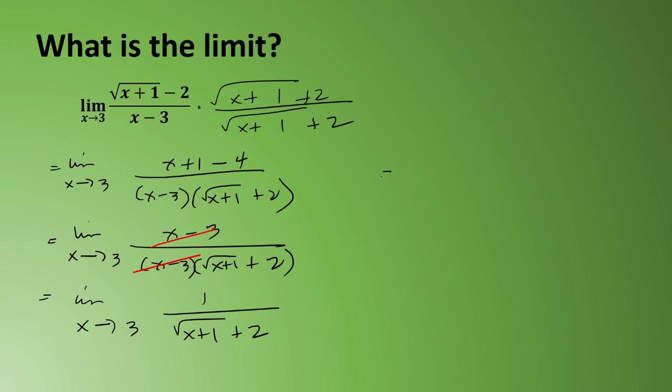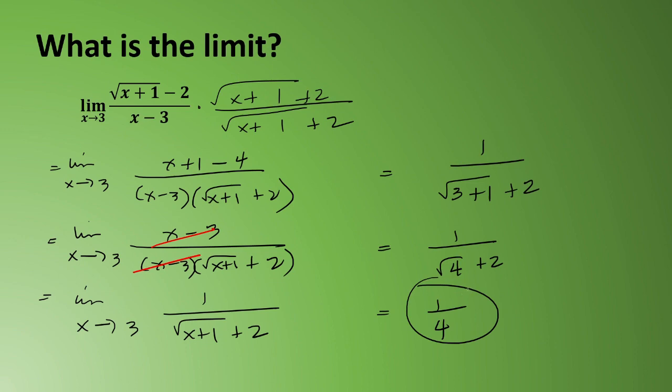So by straight substitution, we can have 1 over the square root of 3 plus 1 plus 2. So this is 1 over the square root of 4 plus 2, and the square root of 4 is 2, plus 2 is 4. So the answer to this question is 1 over 4.